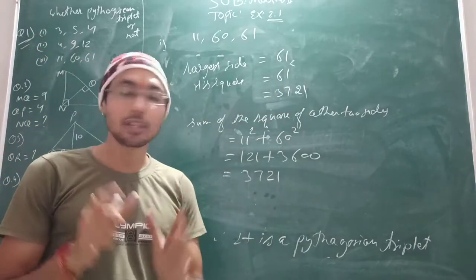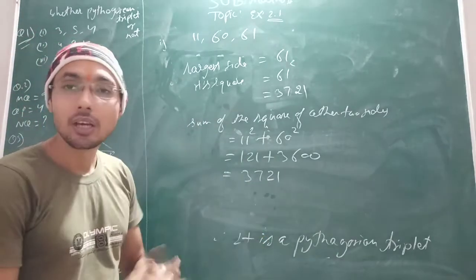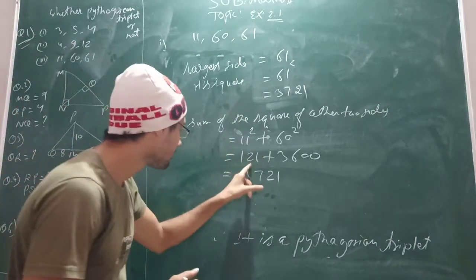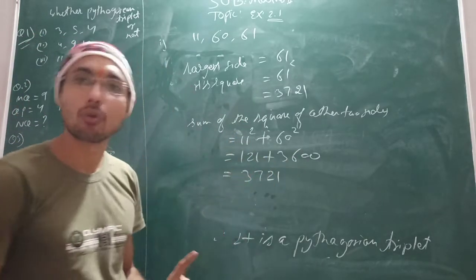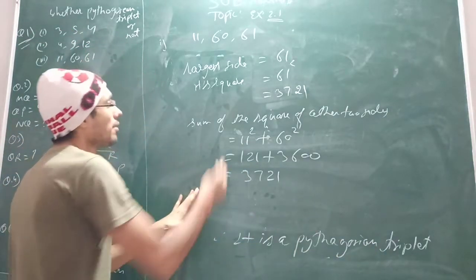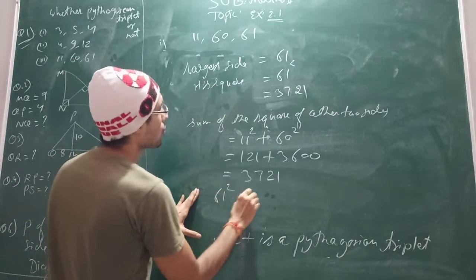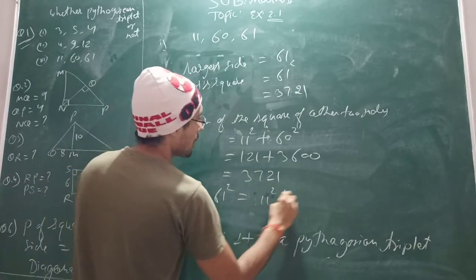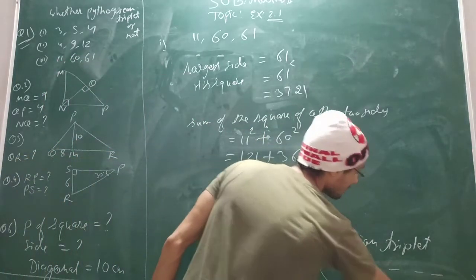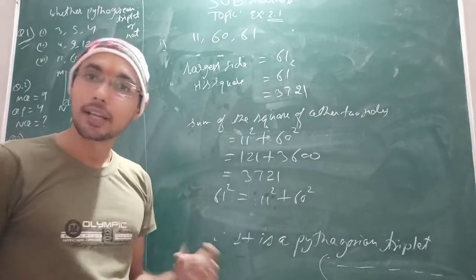So the calculation must be right. Be careful while you are doing calculations, because if there is a little mistake, the answer may be wrong. Okay, let's check. 3600 plus 121 is 3721. So it is a Pythagorean triplet. And there is another step: 61 squared is equal to 11 squared plus 60 squared. And the reason over here we have to write is the converse of Pythagoras theorem. Clear?